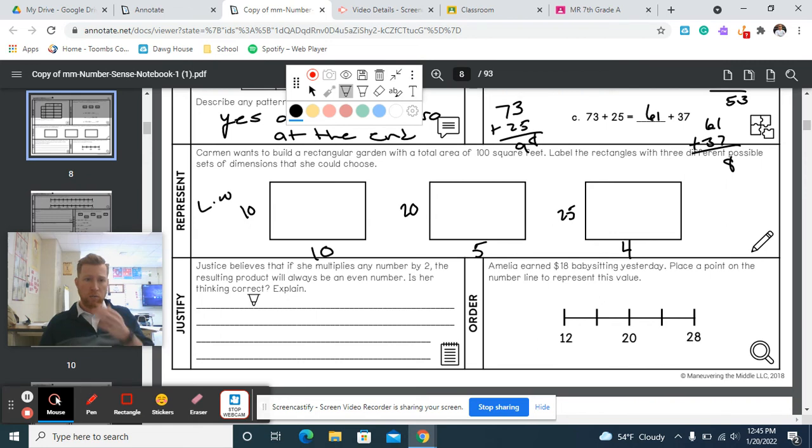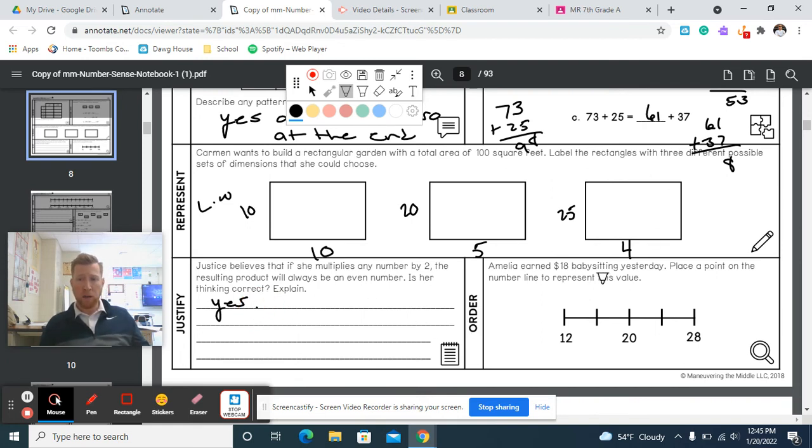Okay. This next one, we have a question about, will all even numbers multiplied by 2 result in an even number? The answer is yes. Okay. You can explain it however you want to, but my simple answer is going to be yes because I'm running short on time.